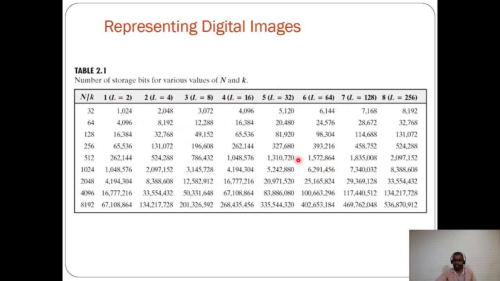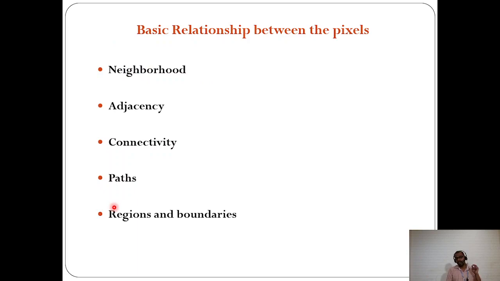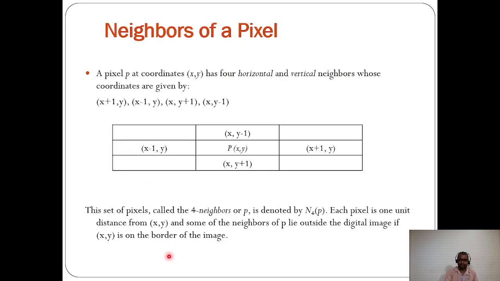So all these are the bits required for the particular image, based on the size or dimensions of the image. So the next topic is the basic relationship between the pixels. In the basic relationship between the pixels, we discuss neighbors, adjacency, connectivity, paths, regions and boundaries. Suppose you take one image, the origin, or center point of the pixel, we can call p of x comma y.